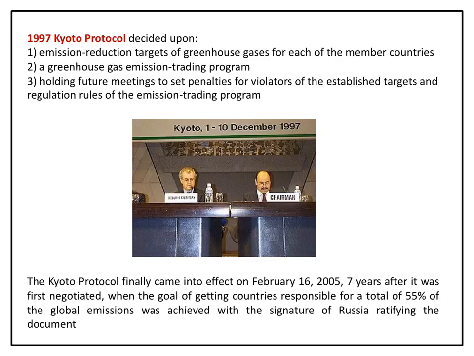The Kyoto Protocol finally came into effect on February 16, 2005, 7 years after it was first negotiated, when the goal of getting countries responsible for a total of 55% of the global emissions was achieved with the signature of Russia ratifying the document.